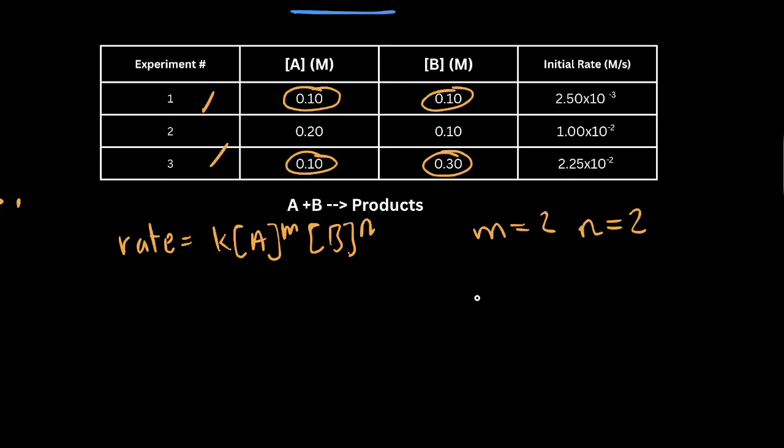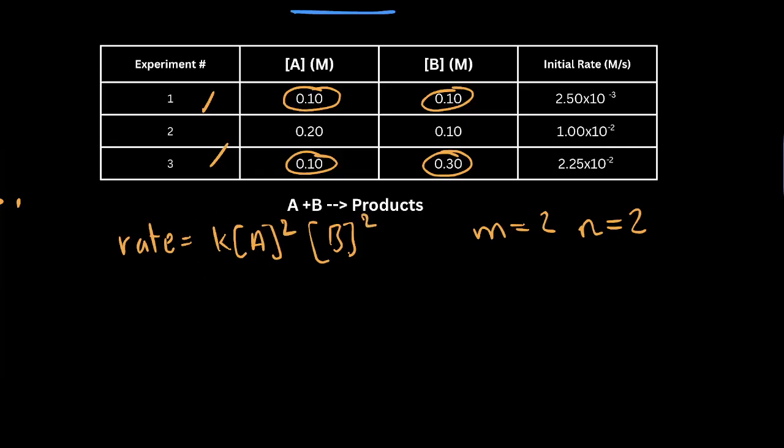So what is the overall order of the reaction? Well, the overall order of the reaction is just going to be m plus n, or 2 plus 2, which is equal to 4. So this is a fourth order reaction overall. So now we know a bit more information, right? If we want to write out the entire rate law, we know what our m and our n are. So let's write that here. This is A to the 2 and B to the 2.